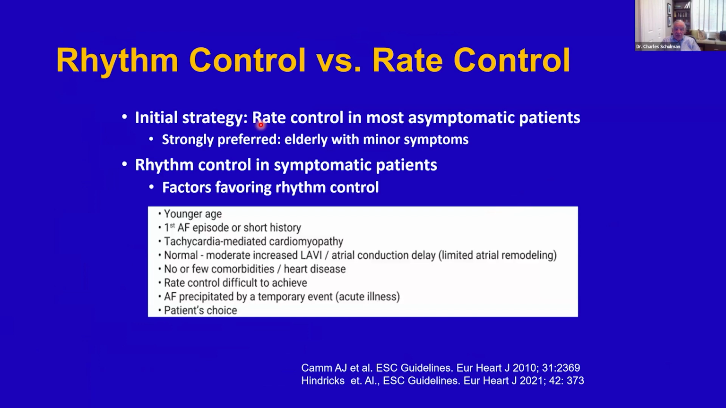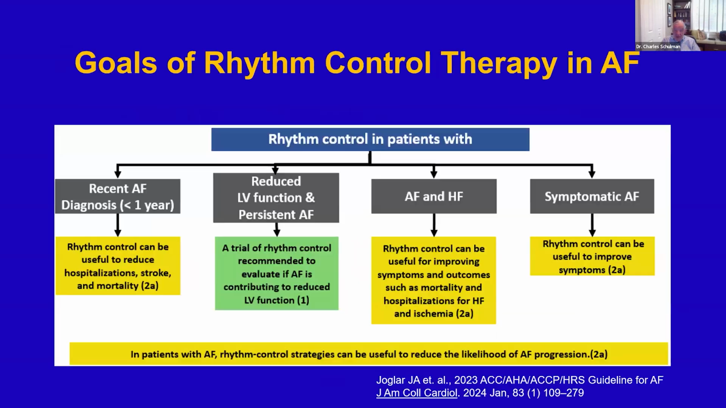As an initial strategy, rate control for most asymptomatic patients, again, strongly preferred in the elderly with minor symptoms. Rhythm control strategies are favored for younger age, first episode, tachycardia-mediated cardiomyopathy, and I'm going to show you an example of that. Also if rate control is difficult to achieve, or if there was a temporary event, or if it's the patient's choice. And we're going to talk more about that in a little bit.